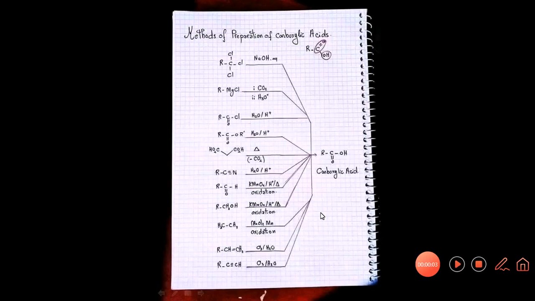So in this video we are going to look at how some organic compounds are synthesized in the laboratory. We are going to look at the methods of preparation of carboxylic acids, methods of preparation of esters, and also how amides are synthesized in the laboratory by chemical equations.